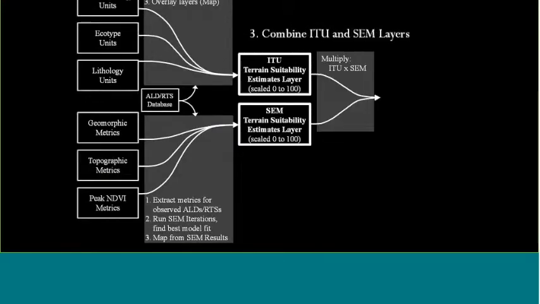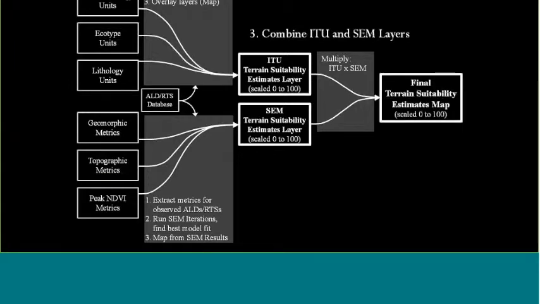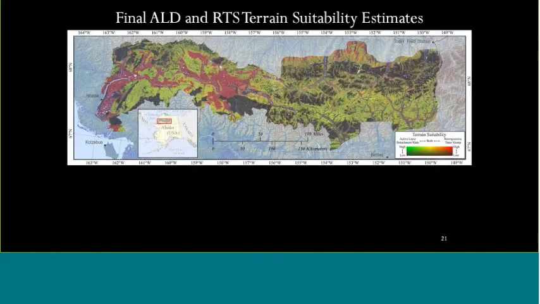So then the idea is to create a final terrain suitability map by combining them. So the idea is to multiply them together and then come up with a final map scaled 0 to 100, and you have one map for each type of feature, active layer detachments and thaw slumps. And here's what that looks like. So in this map, both active layer detachments and thaw slumps are represented on the same map.